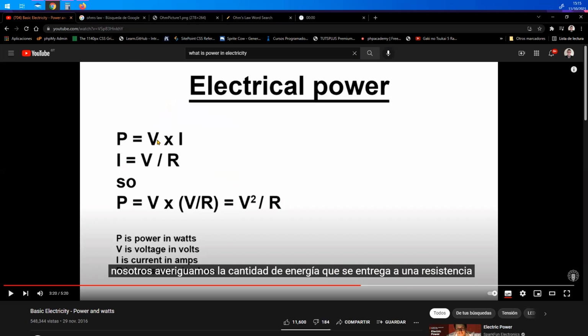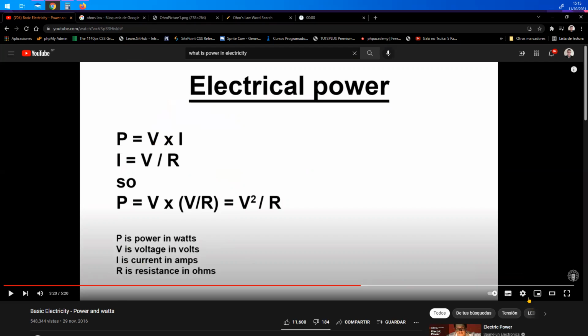Electrical power is going to be proportional to the voltage multiplied by the current. Okay, power is in watts, voltage is in volts, current is in amperes, and resistance is in ohms.